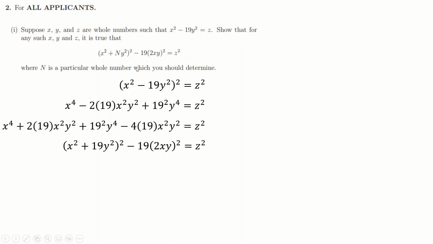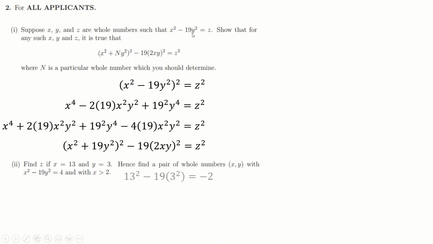Probably lots of ways you could do that, including just looking at this and expanding and comparing some coefficients with this when you square this, but, you know, whatever. Find z if x is this and y is this. So put x is 13 and y is 3 into here, and just laboriously work that out. It's -2. Hence, find a pair of whole numbers with this equaling 4.